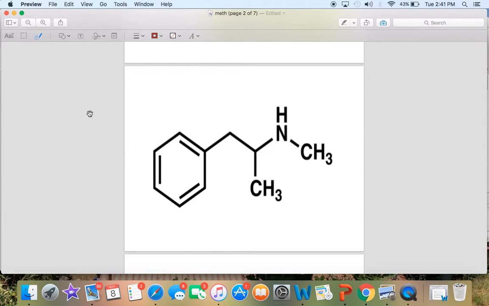Methamphetamine's structure contains 8 chemically distinct carbons: 1, 2, 3, 4, 5, 6, 7, 8. One of these carbons is a chiral center, meaning it has 4 distinct groups attached to it.